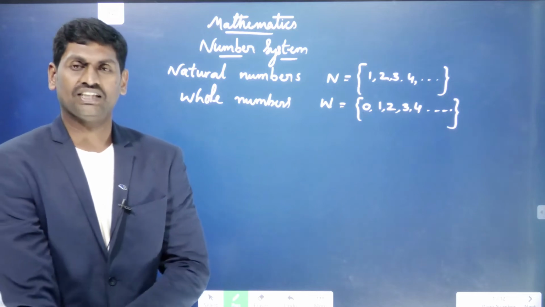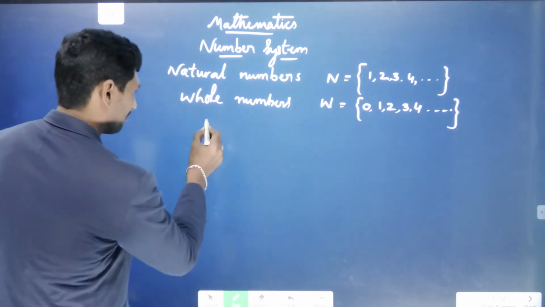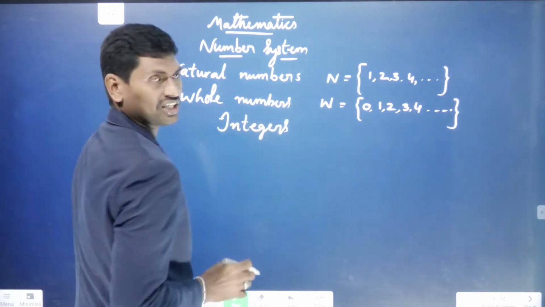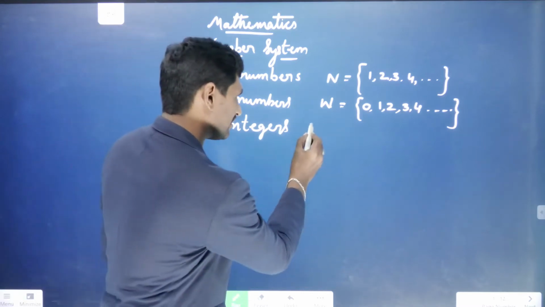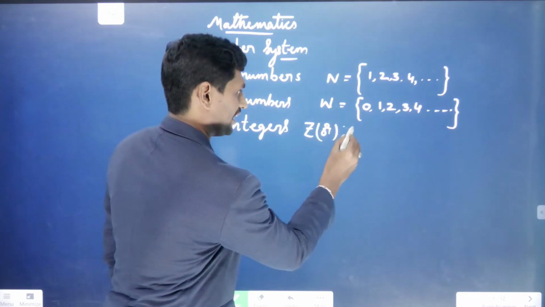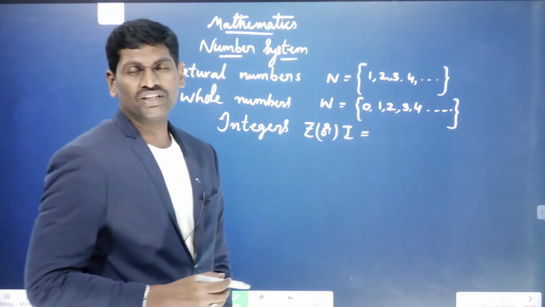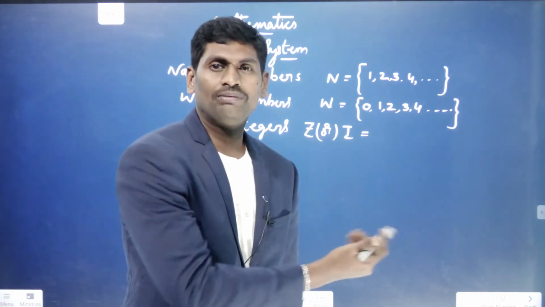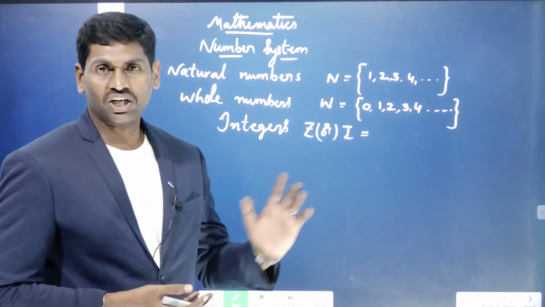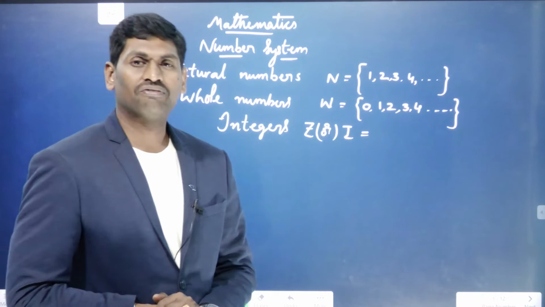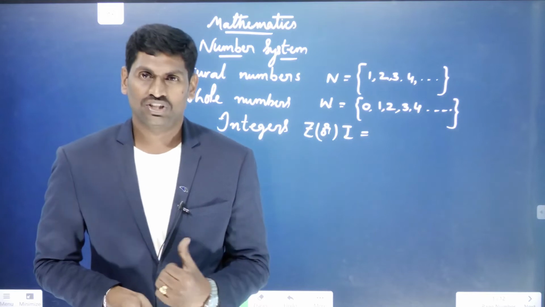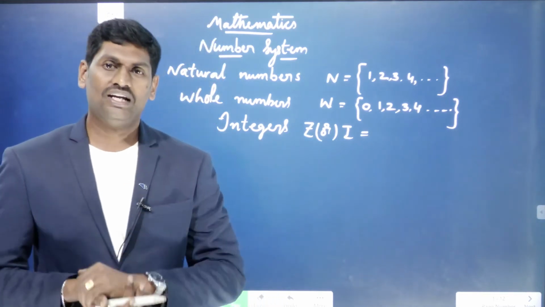Next, the third set of numbers is integers. Integers are represented with the letter Z or I. Integers are all positive numbers and all negative numbers, including 0. Here you should identify that we are not considering 0 as a positive number or a negative number. So 0 is neither positive nor negative.